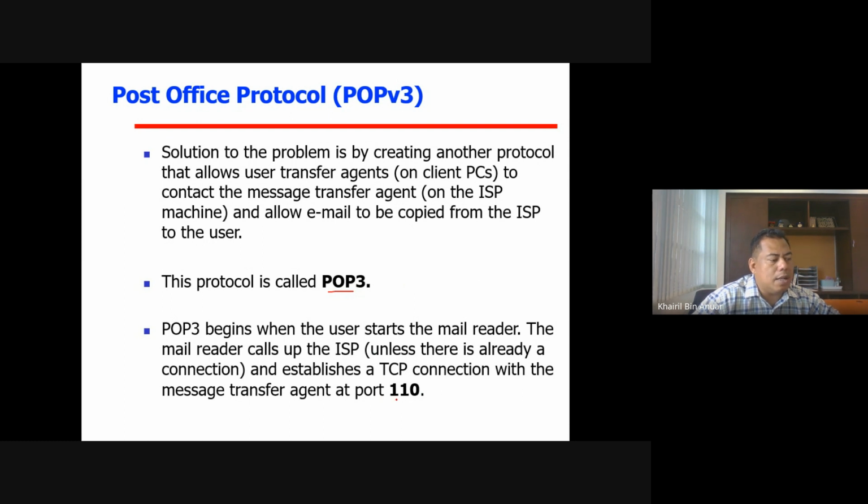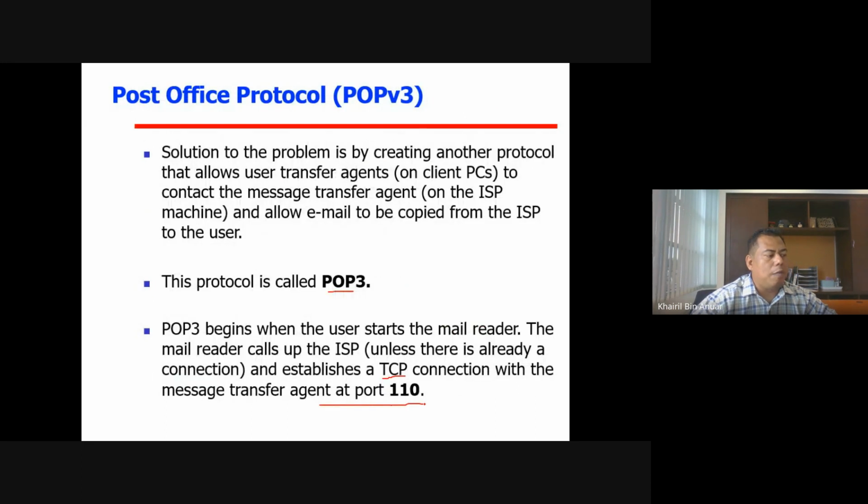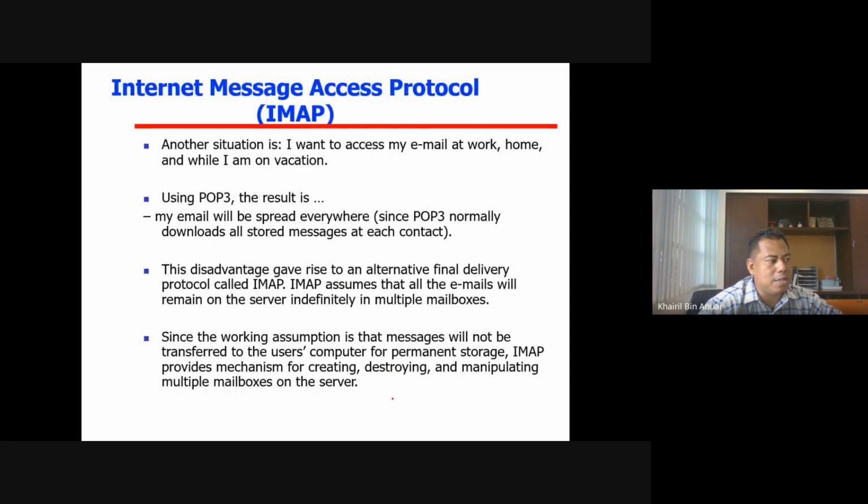Again, it still uses a TCP connection, but the port now is 110. Just now you used port 25, and for POP3 you are using 110. POP3 begins when the user starts the email reader. The mail reader calls up the ISP, unless there is already a TCP connection established, with the message transfer agent at port 110. These are the things you do if you want to retrieve the information.